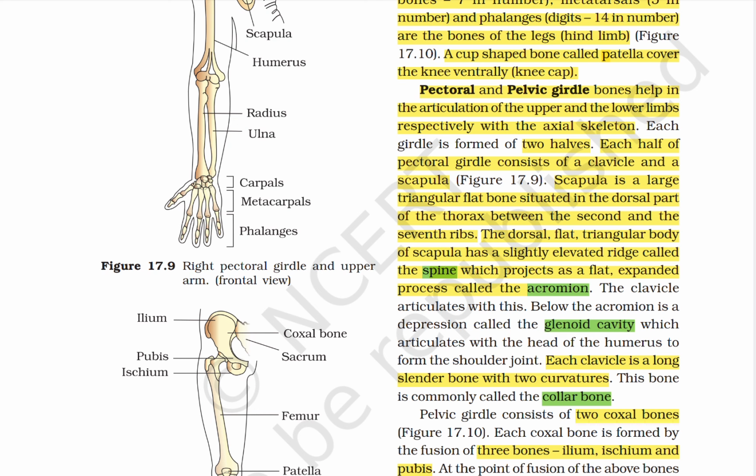The dorsal flat triangular body of scapula has a slightly elevated ridge called the spine, which projects as a flat expanded process called the acromion. The clavicle articulates with this. Below the acromion is a depression called glenoid cavity, which articulates with the head of the humerus to form the shoulder joint. And this clavicle is a long slender bone with 2 curvatures. This bone is called collar bone.